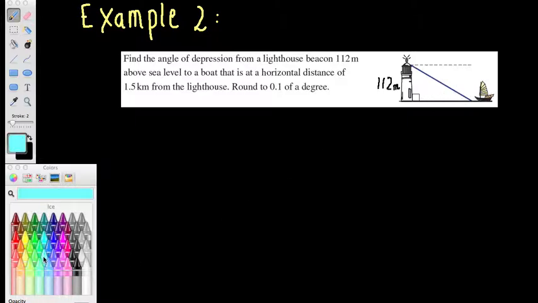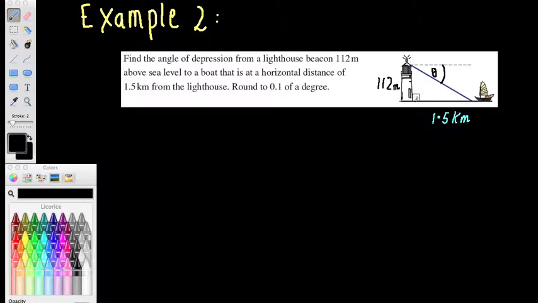So I might just pick a different color here. 1.5 kilometers. There we go. Find the angle of depression. So I'm actually looking for this in here. Remember, angle of depression is measured from the horizontal down to the line of sight.